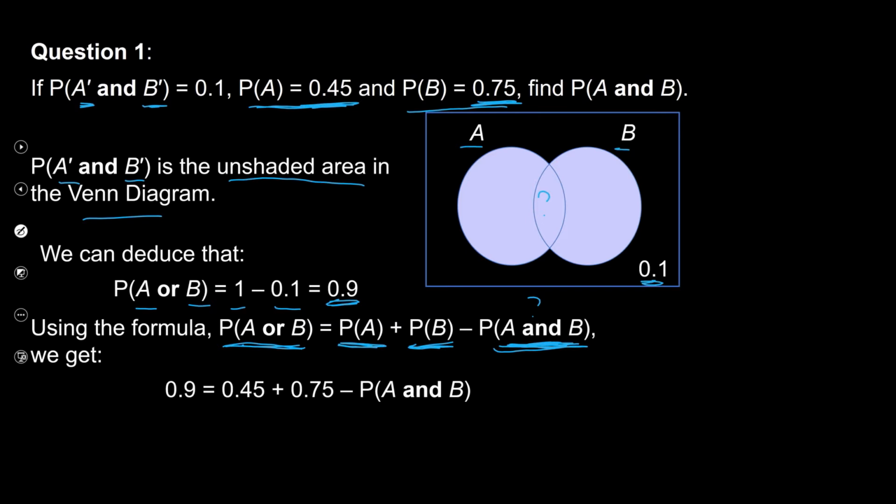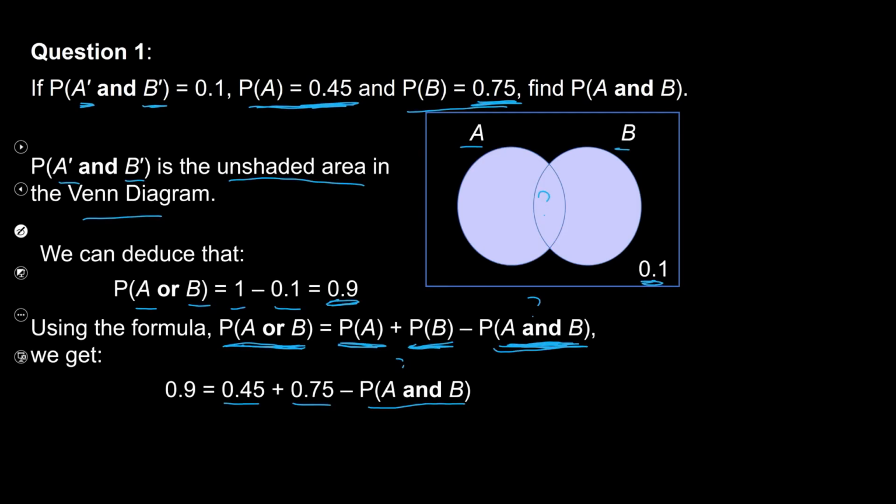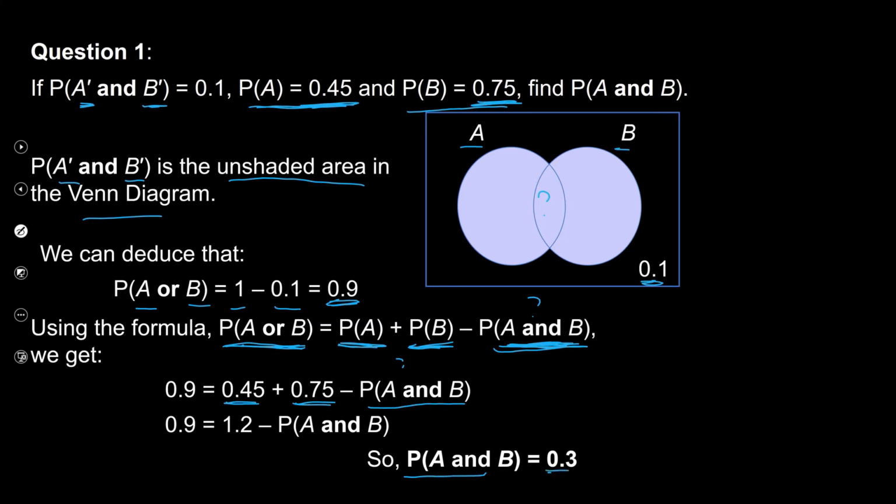So let's put everything together. So this is 0.9. Are we together? And we put our 0.45 there, 0.75, and what we're calculating, which is the intersection, and we just solve this equation, okay? So what does it mean? I have to bring everything to the other side, because we're solving that, and if you solve this, I get 0.2, and if we solve further, we get that the probability of A and B is 0.3. Are we together?